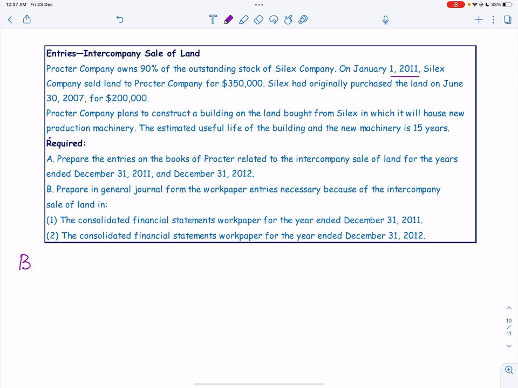We go to part B, and the second part, the consolidated financial statement work paper for the year ended December 31, 2012. Now for the year 2012 there is no gain, and we can record this either by the cost method or even the partial equity method, it will be the same.